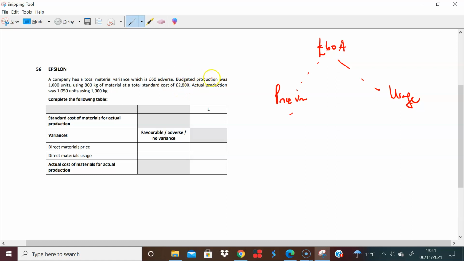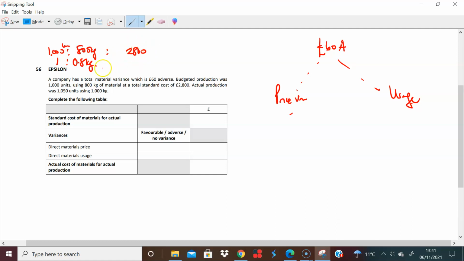Now we have some information about budgeted production. Remember, this helps us understand what was happening for each unit, right? It says that budgeted production was 1,000 units using 800 kilograms. So therefore, we know we should be using 0.8 kilograms per unit. And then a total standard cost of 2,800. So for 800 kilograms, I should be spending 2,800.